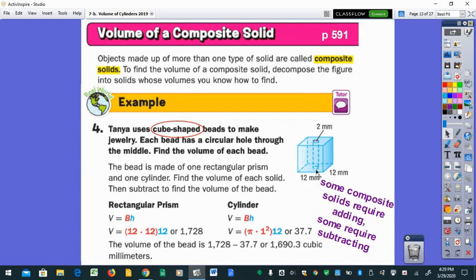To find the volume of the bead, we have to take away the cylinder. Remember, it was drilled out, so we're going to take the volume of the cube minus the hole, minus the cylinder, and the bead would be 1,690.3 millimeters cubed, or cubic millimeters.